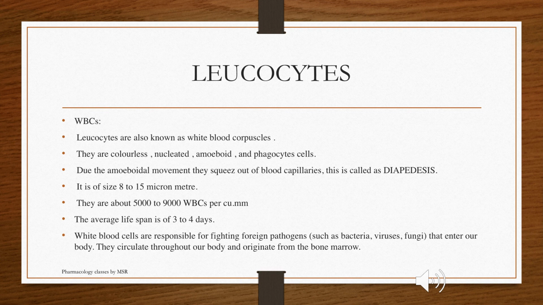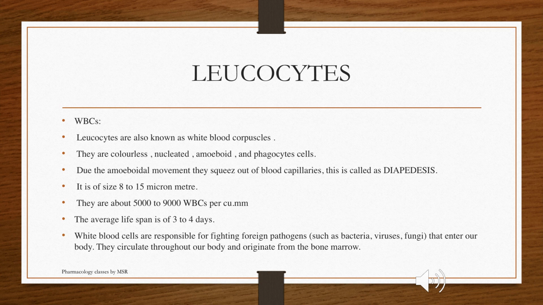The next formed element is leukocytes or WBC, white blood corpuscles or white blood cells. They are colorless, which is the reason we call them white blood cells. They have a nucleus, they are amoeboid in shape, and they are phagocytic cells. They are the policemen and the scavenging cells of our body. Because of their amoeboid shape, they can squeeze out from the blood capillaries. This process of squeezing out from the blood capillaries is called diapedesis.